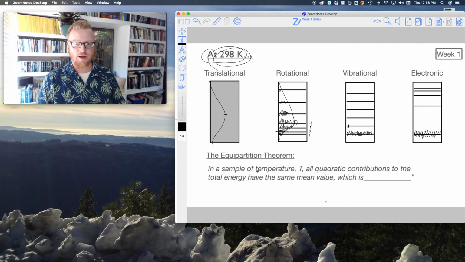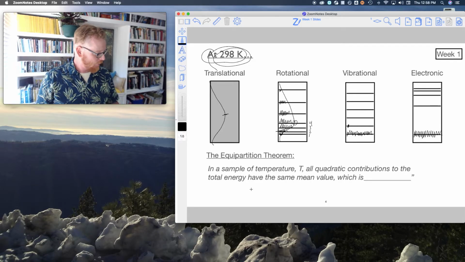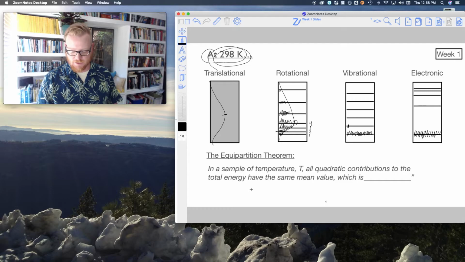And this is another set of conceptual information I want you to know. The equipartition theorem says, in a sample of temperature T, all quadratic contributions to the total energy have the same mean value, which is 1/2 times the quantity k Boltzmann times the temperature of the system.